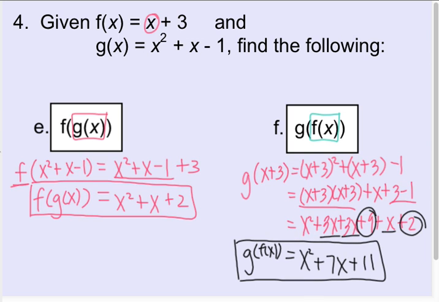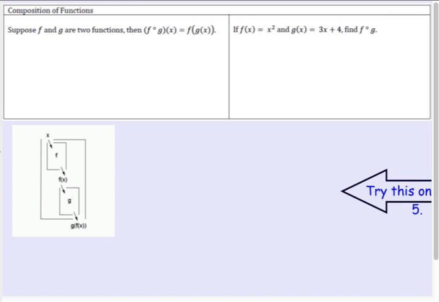So this is composite functions. So we have a little box below here that talks about composite functions. So suppose f and g are two functions. Then f of g, this little circle, f of g of x is equal to, and the way I would read this is f of g of x. Okay? So f of g of x. So every time you see those parentheses, that's how you would say it.